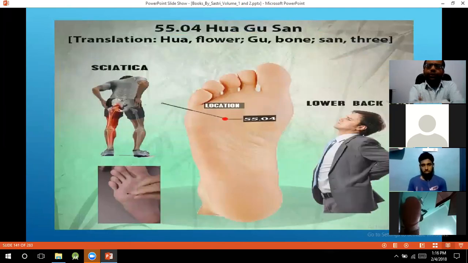Then comes 55.04. It's a single point, if combined with Lingudabai, 55.04 gives very good relief in pain, especially in sciatica, lower back pain, sciatica pain, nerve compression, especially for L5 and S1. See, one thing we should remember while treating a patient is that pain makes the patient restless, and if you do not treat it properly, you get a lot of suffering from this.